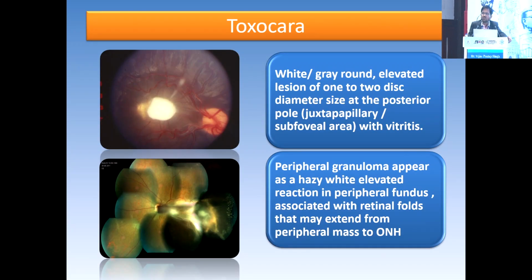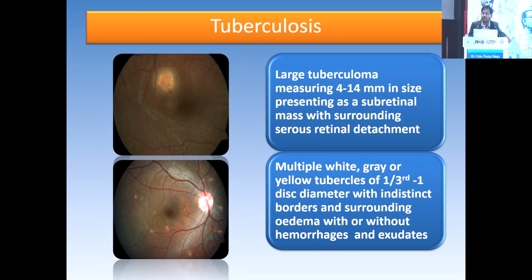The lesions of toxocara also have vitritis, but the amount of vitritis is lesser in comparison to toxoplasma. Mostly we see a white-grey round elevated lesion of 1 to 2 disc diameter size at the posterior pole, in the vicinity of the disc or in the subfoveal area. But we can also encounter a peripheral granuloma, which appears as a hazy white elevated reaction in the peripheral fundus associated with a retinal fold, which may extend from the peripheral mass to the optic nerve head.